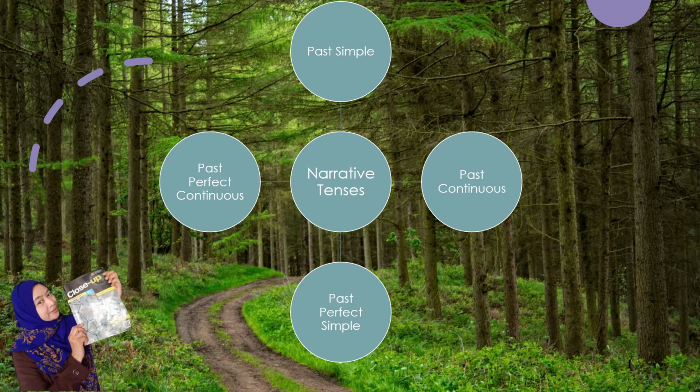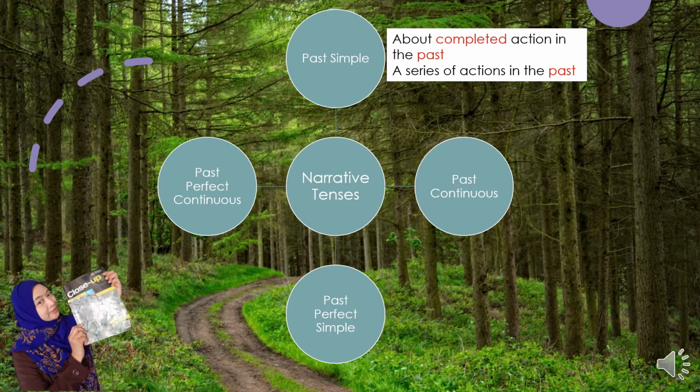To write stories based in the past, we use narrative tenses. The most common narrative tenses are the past simple, the past continuous, the past perfect simple, and the past perfect continuous. As you have learned before, use the past simple to talk about a completed action which happened in the past, or a series of actions that happened one after the other in the past, or to take the action of the story further.